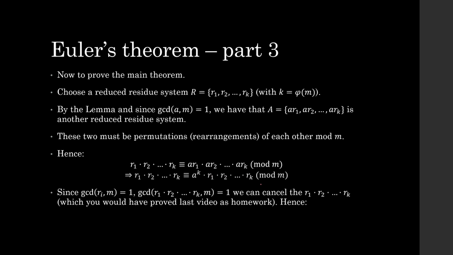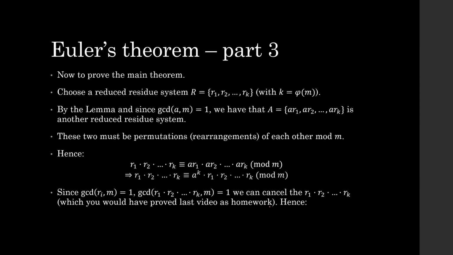Now the greatest common divisor of Ri and m is 1. And so that means that I can reapply what I was talking about before with Ri and a; in this case I'm just going to do it across the R's, and do multiple multiplication to get that the greatest common divisor of R1 times R2 times ... times Rk with m is going to be equal to 1. And so what that means is that we can cancel R1 times R2 times ... times Rk. And you would have proved that last video as homework.